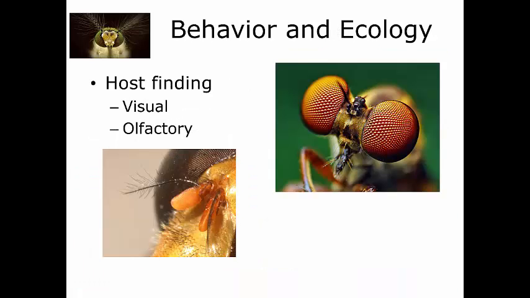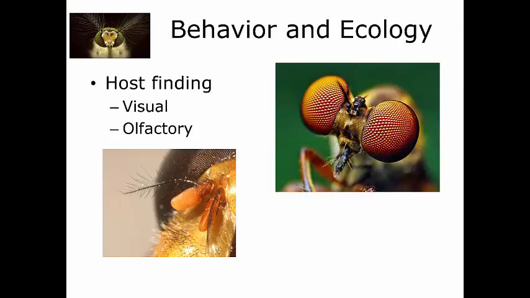Probably the most important aspect of fly behavior is the host-finding mechanisms of both blood-feeding and carrion or filth-feeding flies. There's been a lot of research in this area, and it basically breaks down into two things. Flies use both visual and olfactory senses in order to find their potential hosts. So they use both sight and smell to find what they're going to feed on. Let's talk about the olfactory cues first, because these are the ones that people have really focused on.